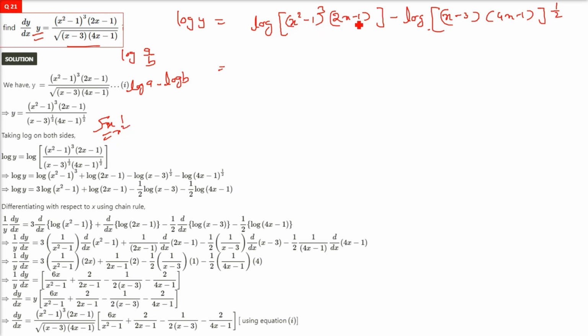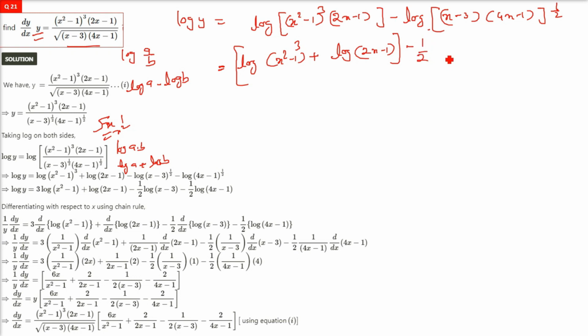Now log a into b, so log a plus log b will do. So log a into b is log a plus log b. Same thing here. So we'll do log x square minus 1 to the power cube plus log 2x minus 1. This is the first part. Then this half will come in front. Half, and again log a plus log b. A is x minus 3 here. So log x minus 3 plus log 4x minus 1. So this is also the second term.